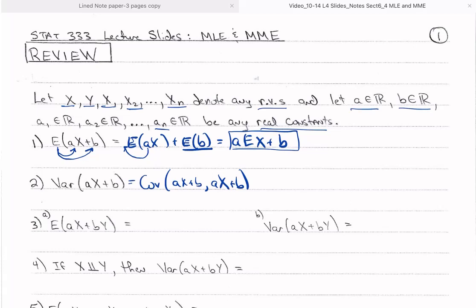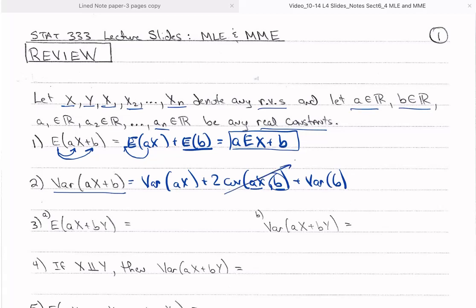And then we could work through this. I'm not going to go through that because we've already proved that last semester, but I am going to show this property. So this is going to be the variance of AX plus 2 times the covariance of AX with B plus the variance of B. Well, the covariance of anything with a constant, and B is a constant, is 0. So that's 0. And the variance of a constant is simply the covariance of a constant with itself. That's going to be 0.